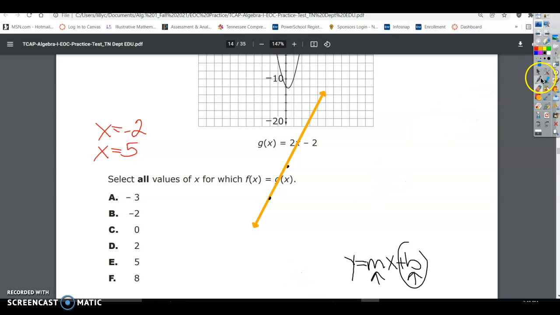Alright, so we can see the answer choices here. So it says select all x values. Remember, I only needed the x for which f of x equals g of x. So that just tells me when they intersect, what are my x values. So it was -2 and +5. So the answer for number 15 is B and E.